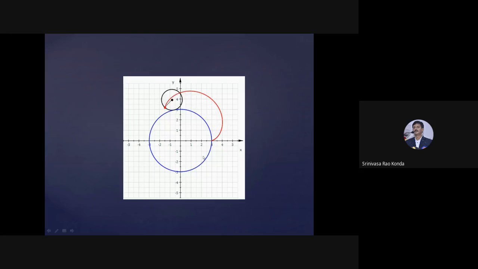Here, what is the radius of the smaller circle? The radius of the smaller circle is 1 unit. The radius of the bigger circle is 3 units. Am I correct? This is 3 units, this is 1 unit. That's why we are getting 3 cusps. This is called a cusp, a 3-cusped epicycloid. If this radius is 4 units and this radius is 1 unit, we'll get a 4-cusped epicycloid.